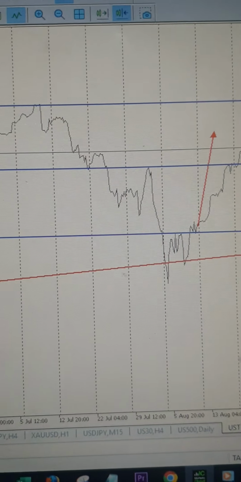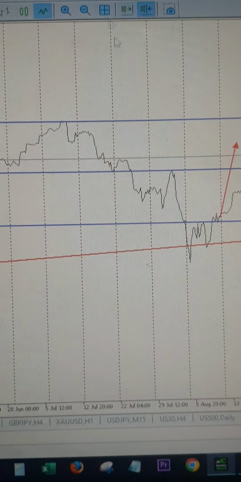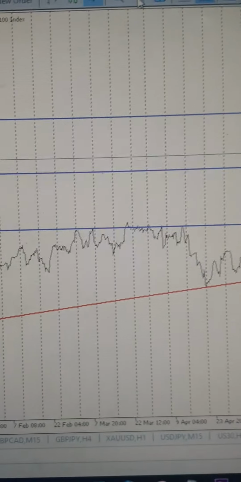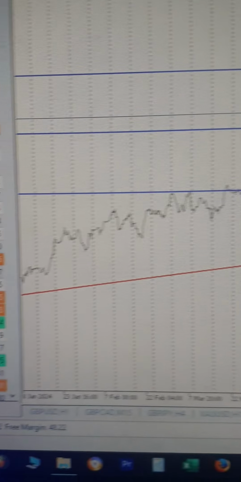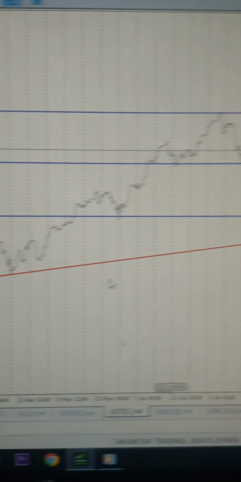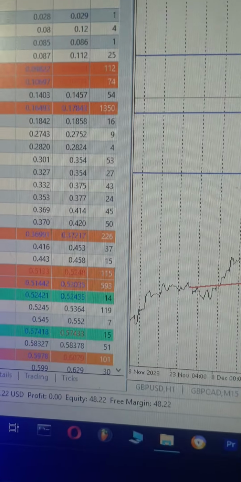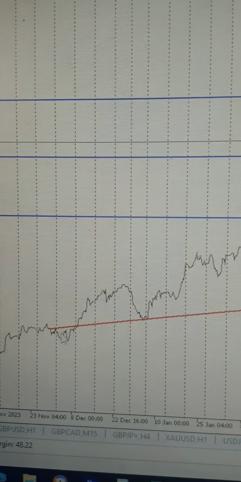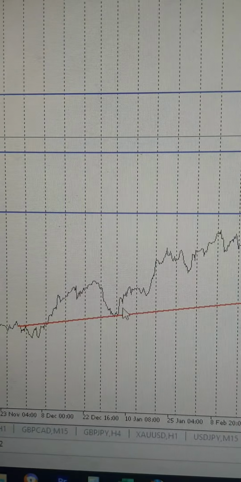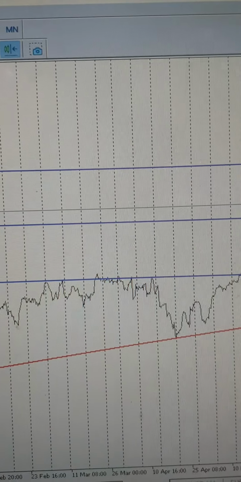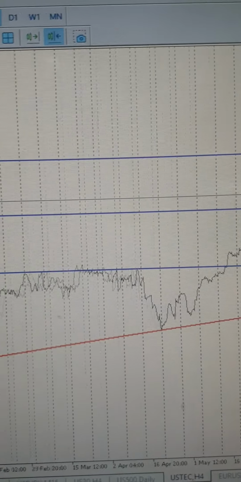Now I plotted a trend line. When you look at it, there was this slope. The market was moving up in a very gentle slope. So I drew the trend line. You see the market touches here. It started here, touches here the first time, comes here the second time, touches the third time, and now it's going upward.